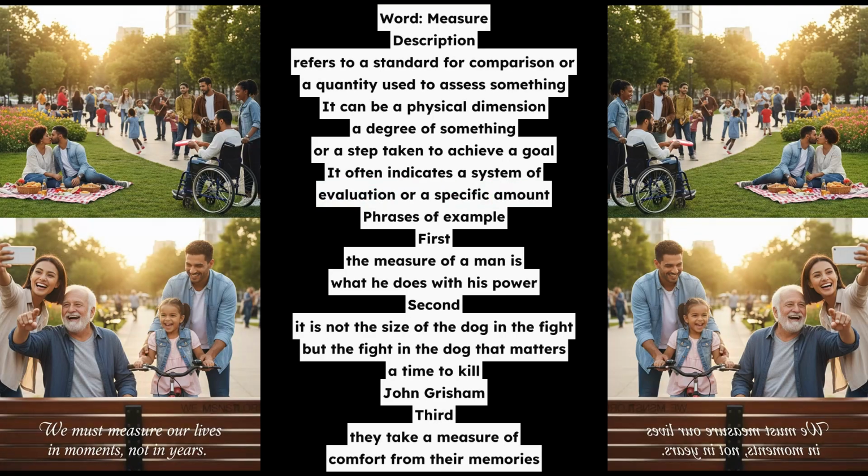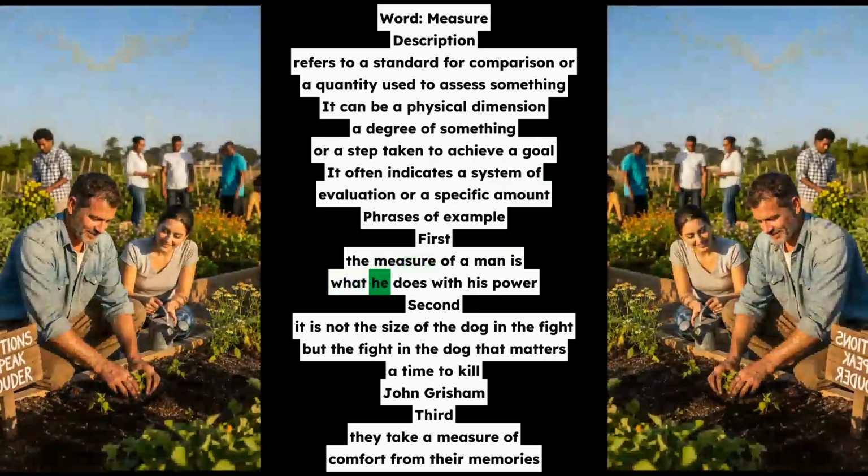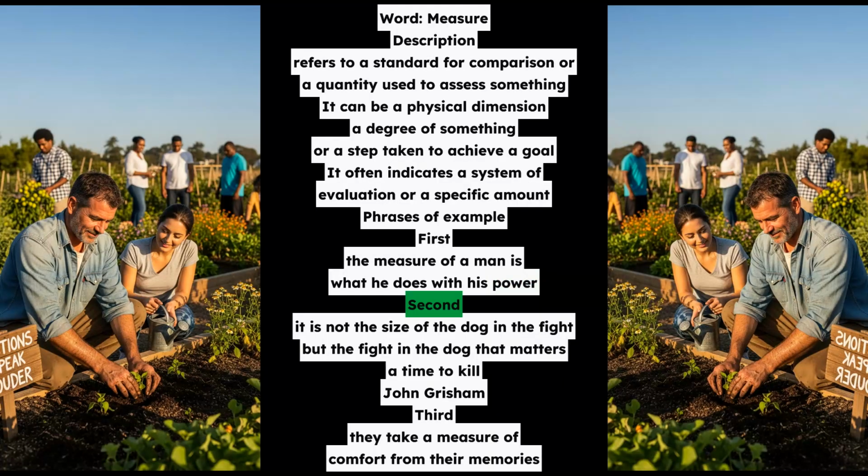Word: certain. Description: means to be sure about something. It can also describe a limited quantity or number. It shows a lack of doubt or a specific, defined amount. It's used to express confidence or to indicate a precise quantity.